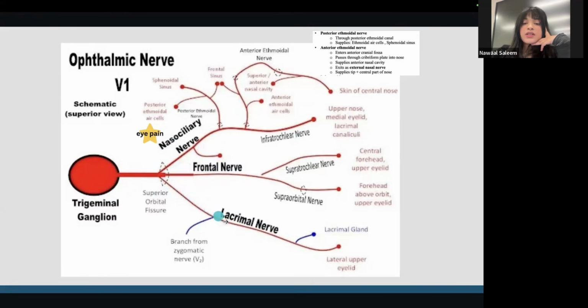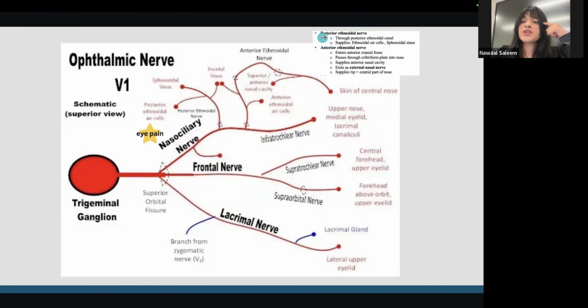The lacrimal nerve is going to give supply to the lacrimal glands. And then the frontal nerve gives the supratrochlear, which is the central forehead and the upper eyelid, and the supraorbital, so the forehead above the orbit and the upper eyelid. The nasociliary is going to give you the posterior ethmoidal nerve, which supplies the posterior ethmoidal air cells, the sphenoid, and the frontal sinus. Then you have the anterior ethmoidal air cells and the superior anterior nasal cavity. So all of these are supplied by the anterior ethmoidal nerve. The infratrochlear nerve is going to supply the upper nose, the medial eyelid, and the lacrimal canaliculi.